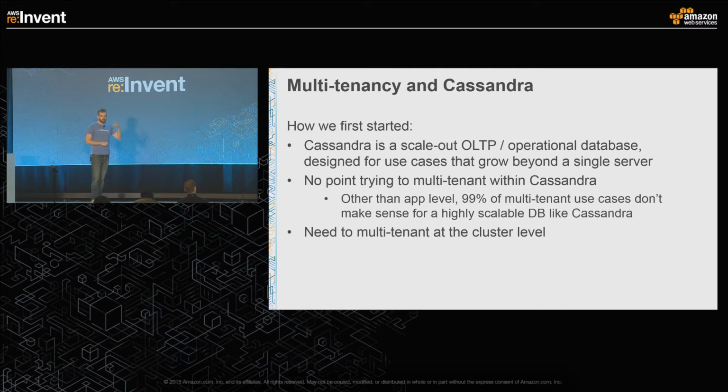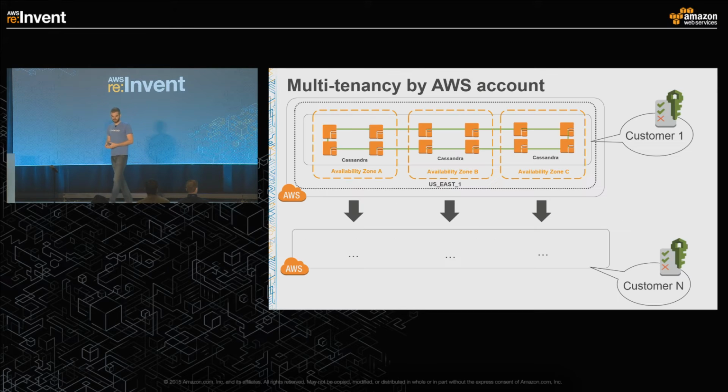So, as I mentioned, there's no point trying to multi-tenant Cassandra, and that's why we went down the path of doing it within the AWS account. This is what it looked like from a network diagram level. This was also before we started to support VPCs. So this is all EC2 Classic.